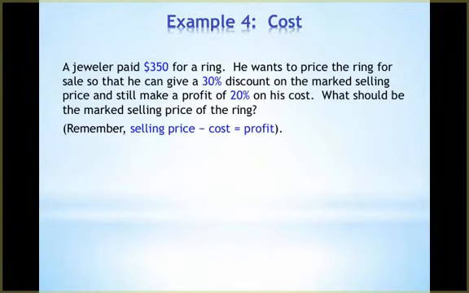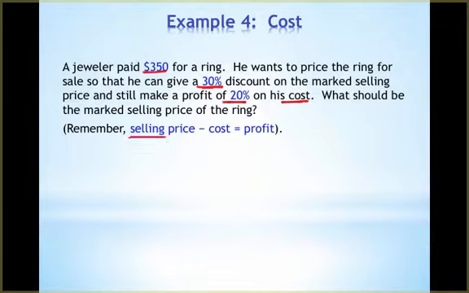For example 4, we're going to look at a retail example, and this is probably the most confusing example we're going to go over. We know that a jeweler paid $350 for a ring. He wants to price the ring for sale so that he gives a 30% discount on the marked selling price, and he still makes up 20% of his cost. What should be the marked selling price of the ring?